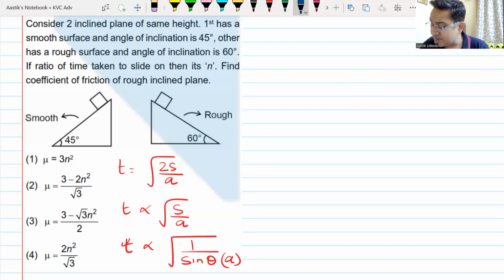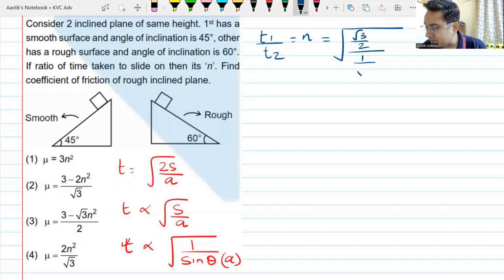You're taking just too much time to do this. T1 by T2, which is given as n, will be equal to under root of sine theta 2, which is root 3 by 2, divided by sine theta 1, which is 1 by root 2. Do we understand this? Yes, sir. Even you can make it simpler. What is the acceleration in the second case? It will be equal to g sine theta minus mu g cos theta. You remember this? Yes, sir.